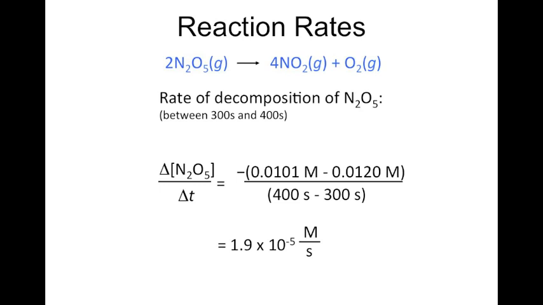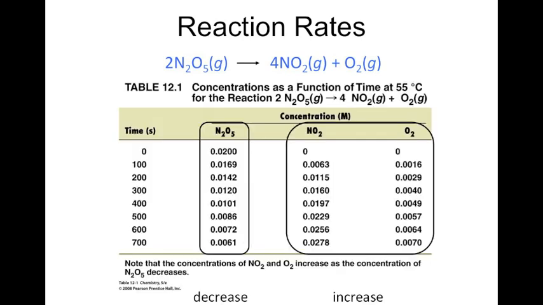If we want to measure the rate of a reaction, we have to determine what time period we want to measure the reaction rate over. So let's say we wanted to measure the decomposition of dinitrogen pentoxide between 300 and 400 seconds. So that would be over this time period between 300 and 400 seconds. And we're measuring the decrease in concentration of our N2O5.